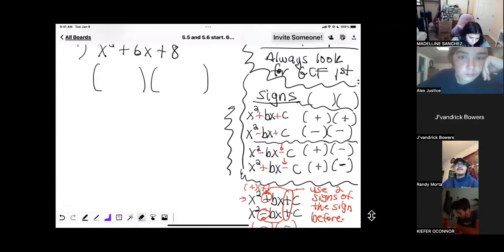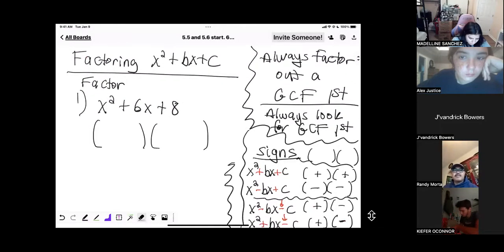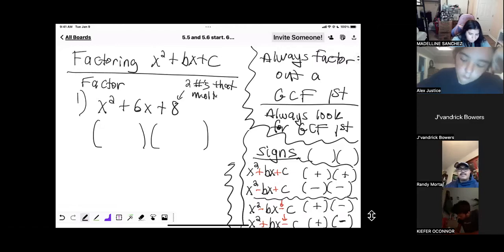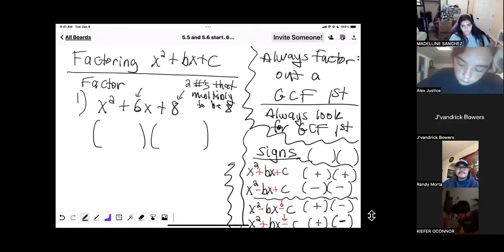Okay, so then how do we factor? I'm a very traditional factor person. There's all kind of fancy ways to factor. I would like to show you the traditional way because if you can do it the traditional way, you can factor anything eventually. Okay, so I look at this number, the C value. I need 2 numbers that multiply to be 8, but add to be 6.